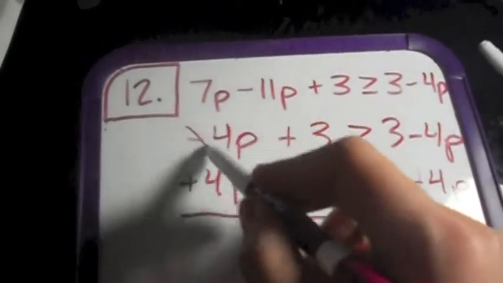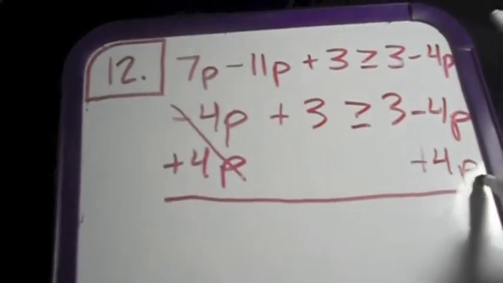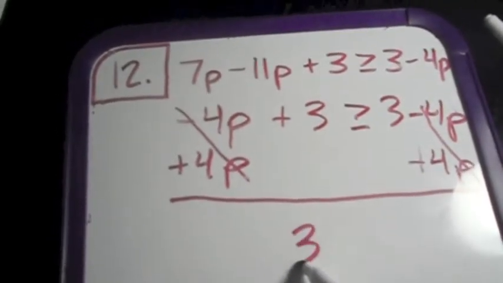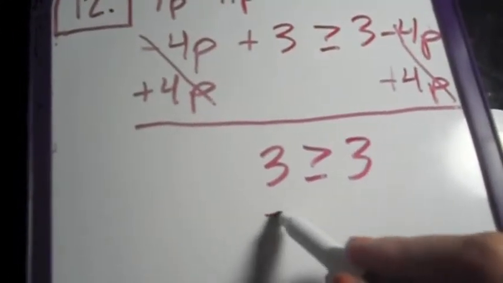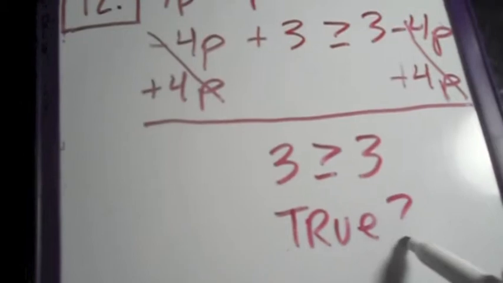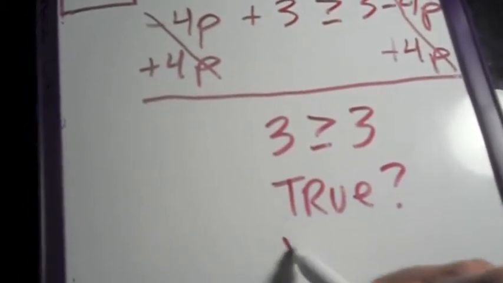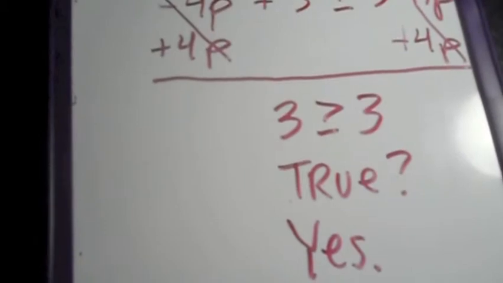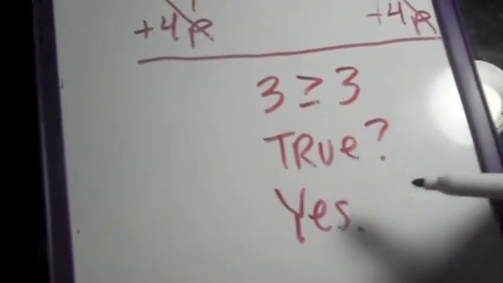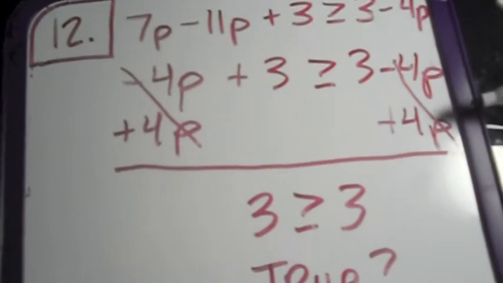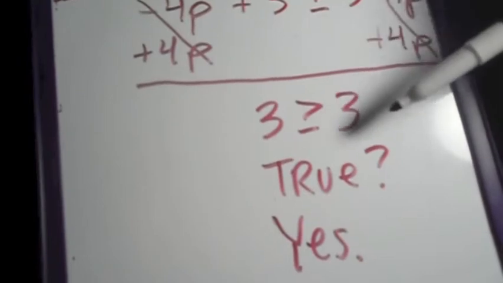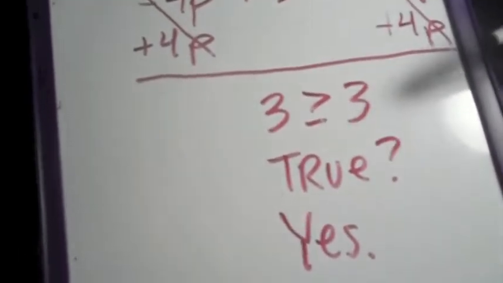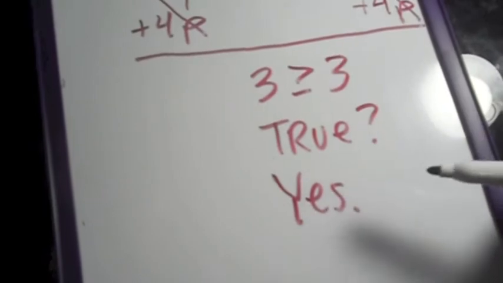Well, these p's are going to cancel, and these p's just canceled. So I have 3 is greater than or equal to 3. Is this true? Yes. But what does this mean? That means any value you plug in for p is going to work because the p's canceled anyways. And you're always going to get 3 is greater than or equal to 3. So there's many solutions.